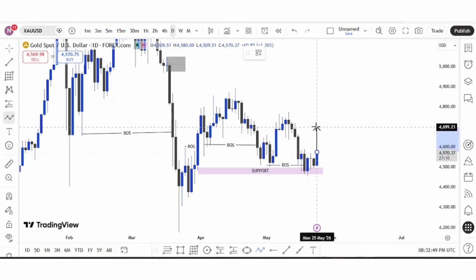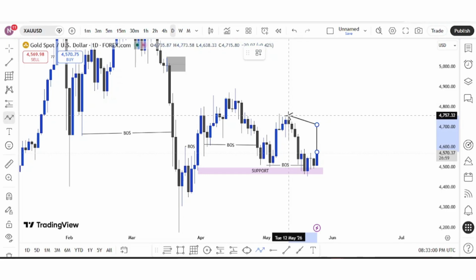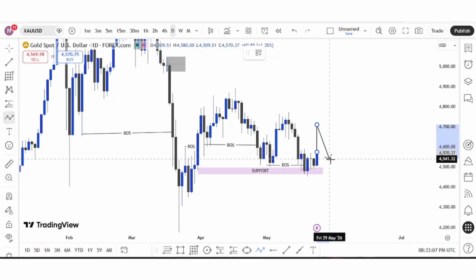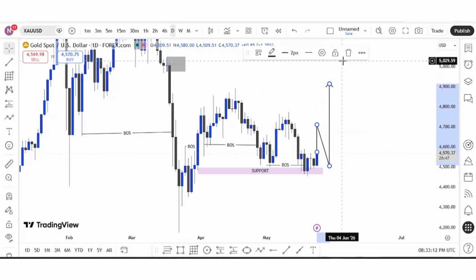It's either price respects this supply zone by sending this price down, or price violates this supply zone, giving us a change of character. Once we have this confirmation from the daily time frame that price violated this high, giving us a change of character, let's expect price to pull back into this demand zone, then continue to buy.